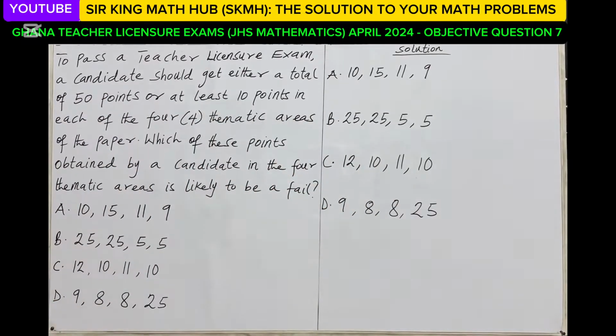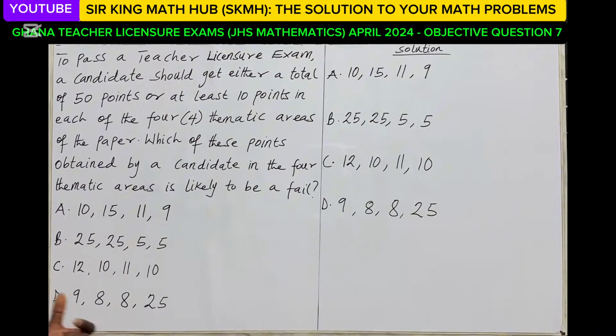This is the Ghana Teacher Licensure Exams, JHS Mathematics for April 2024. Objective question number 7. To pass a teacher licensure exam, a candidate should get either a total of 50 points or at least 10 points in each of the 4 thematic areas of the paper. Which of these points obtained by a candidate in the 4 thematic areas is likely to be a fail?